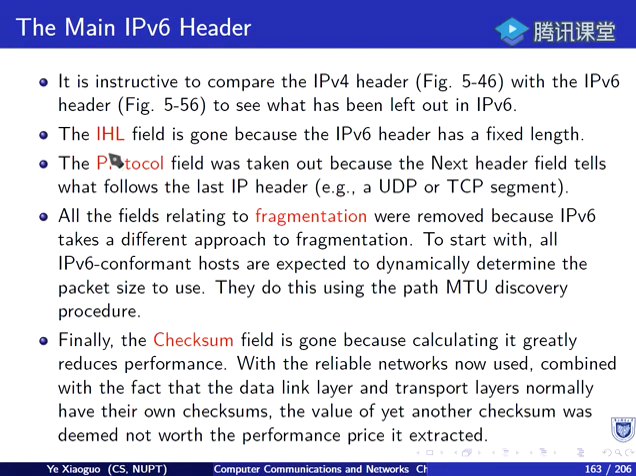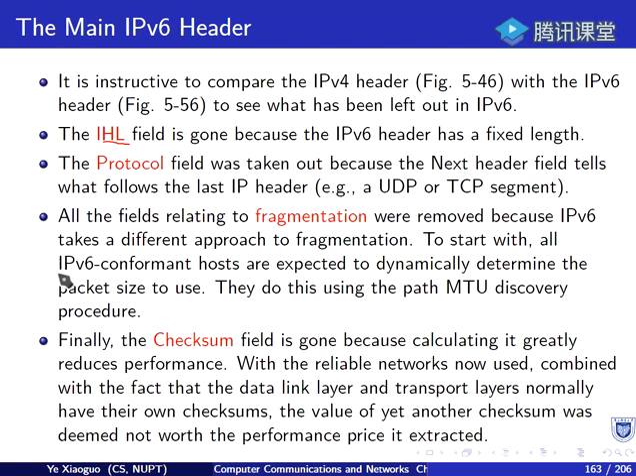So the IHL field, the Internet Header Length, is gone because the IPv6 header has a fixed length. The protocol field was taken out because the next header field tells what follows the last IP header.